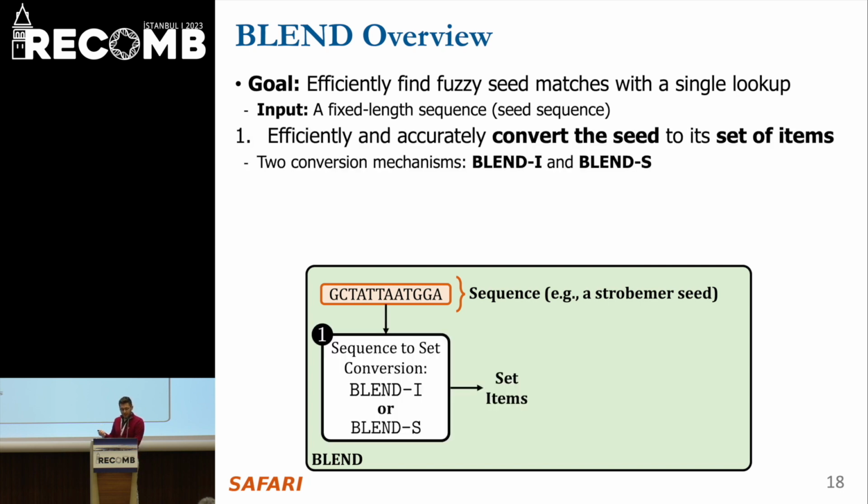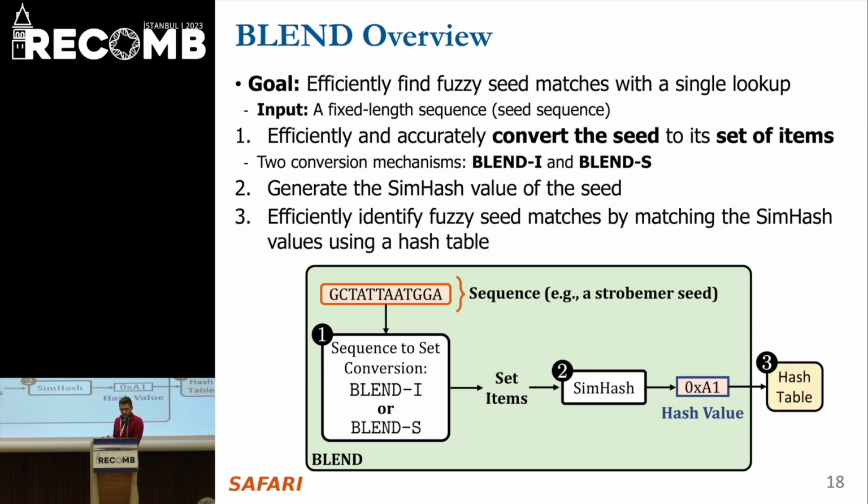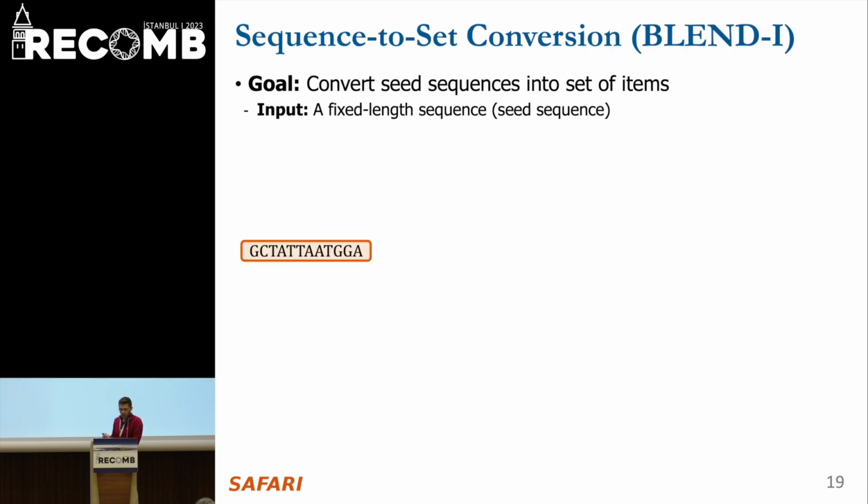So we have 3 steps in Blend. First, we efficiently and accurately convert seeds to a set of items. We have 2 conversion mechanisms, Blend I and Blend S. And then we generate the SimHash value of the seed based on the set of items generated in the first step. And then we efficiently identify fuzzy seed matches by matching the SimHash values in the hash table.